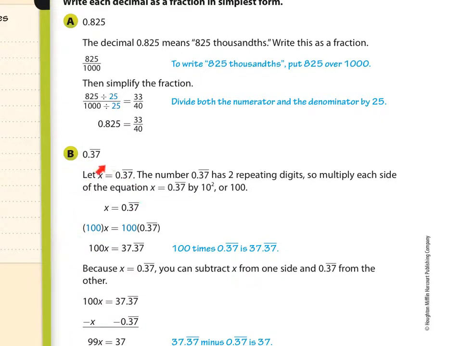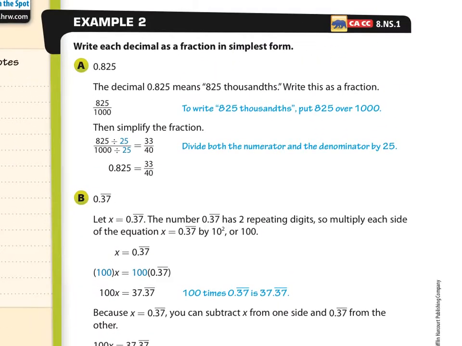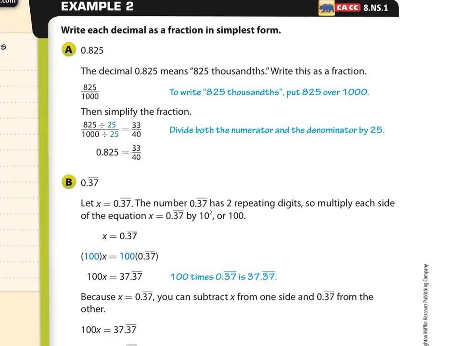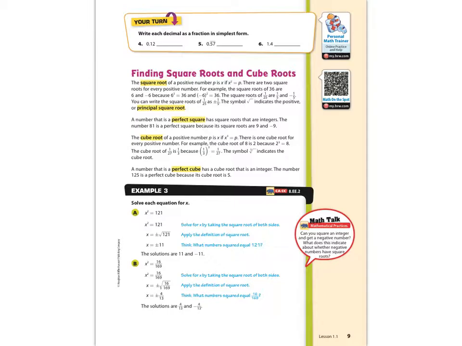So you can certainly go through this process that you see in example B, but I'm not going to show you that process. I'm going to show you a slightly different one that you may not have seen before. And I could definitely show you why it works. You can think of it almost like a shortcut. So let's go on to the next page, directly to the your turns.